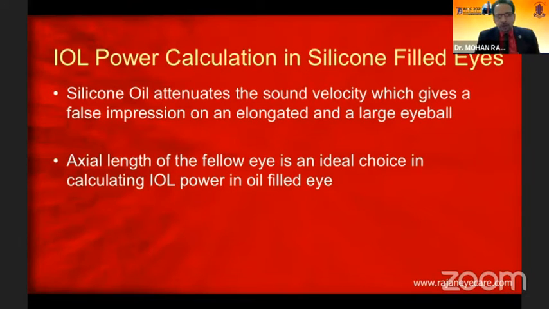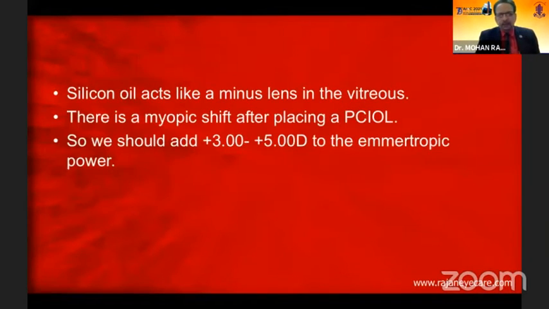The silicone oil, as you know, attenuates the sound velocity and axial length of fellow eyes, and is the ideal choice in calculating the IOL power in an oil-filled eye. Nowadays, you have the IOL Master and the Lenstar, which give the silicone mode. Actually, silicone oil acts like a minus lens, so we should add about +3 to +5 diopters to the emmetropic power.